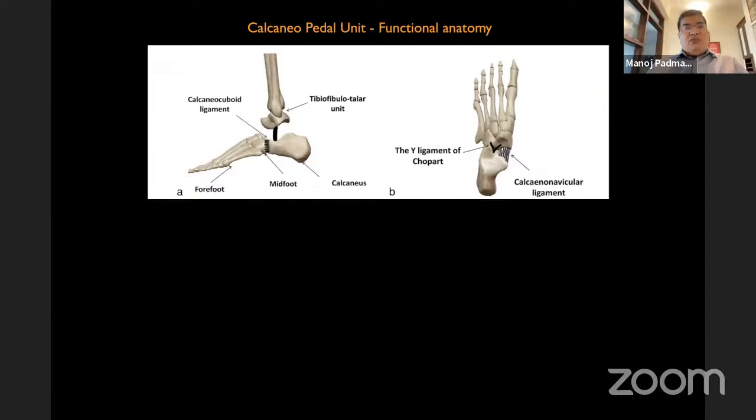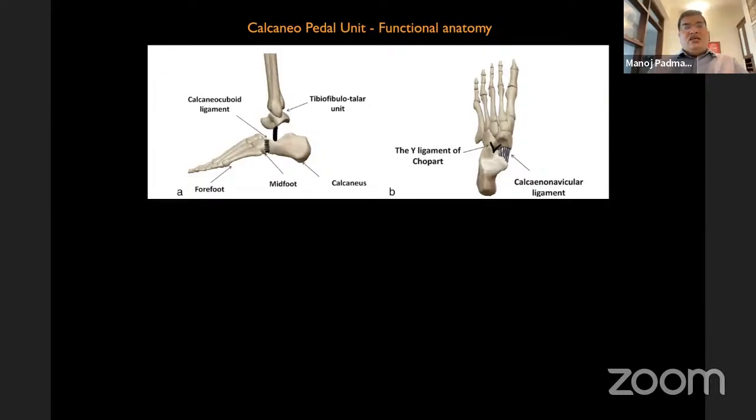The difference between the hip and the foot is that whereas in the hip, the femoral head moves within a fixed acetabulum, here the equivalent is the talus. Talus is the equivalent of the femoral head, which is in a relatively fixed position because it's considered functionally to be along with the leg. And the rest of the foot, which is the calcaneum navicular unit, moves around the fixed talus or the fixed femoral head. That's how the movement happens. So that is called a calcaneopedal unit.